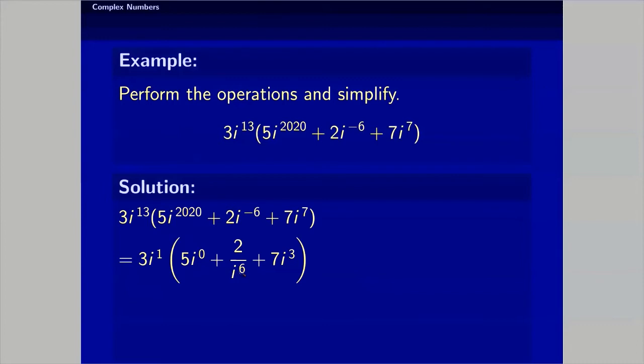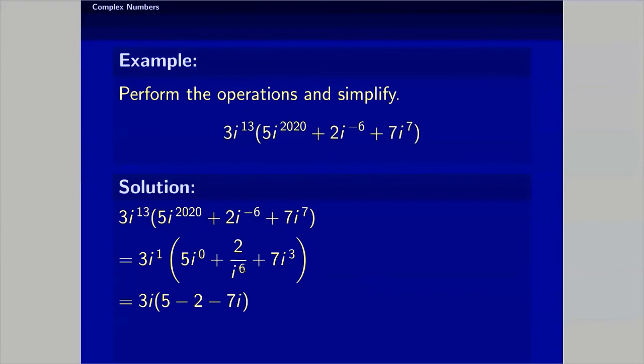What is i squared equal to? Negative 1. Okay? And here, i cubed is equal to negative i. So that's why we have this. Let us double check. i raised to 1, it's i. i raised to 0, it's 1. So 1 times 5, you'll get 5.